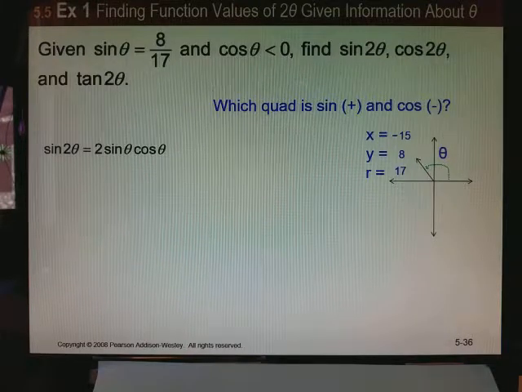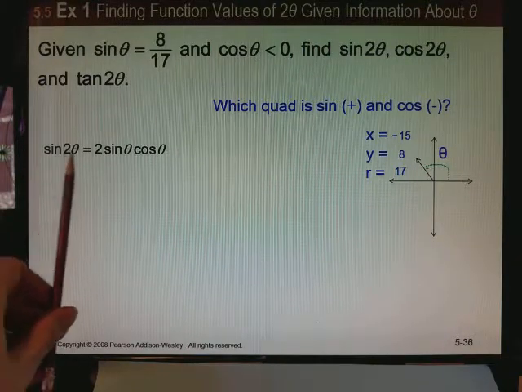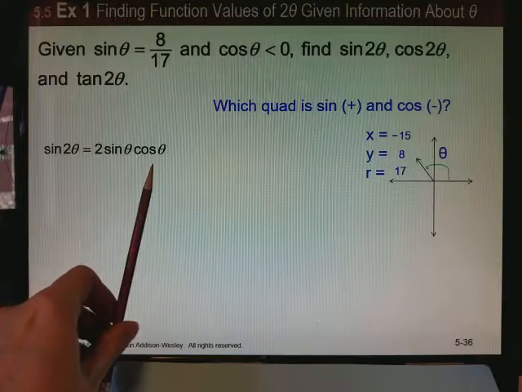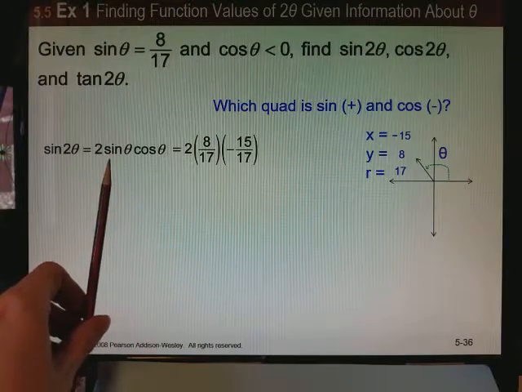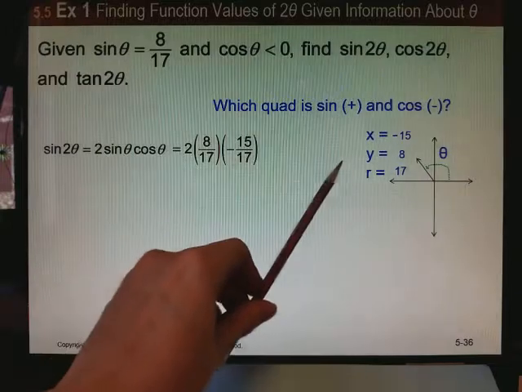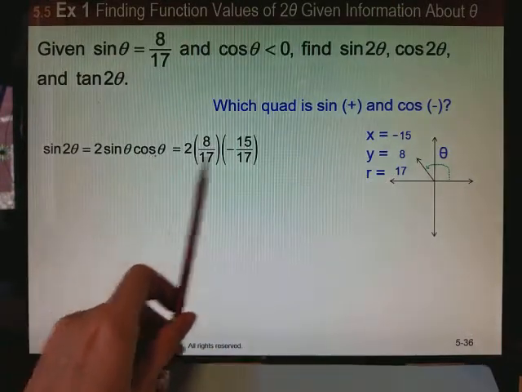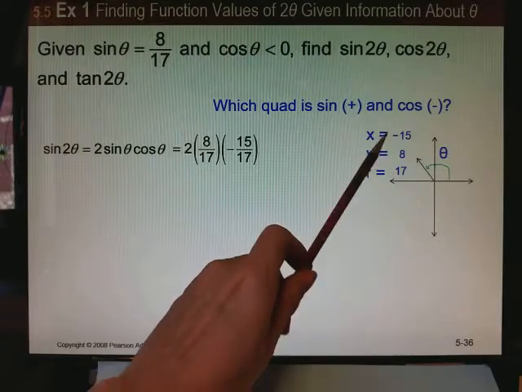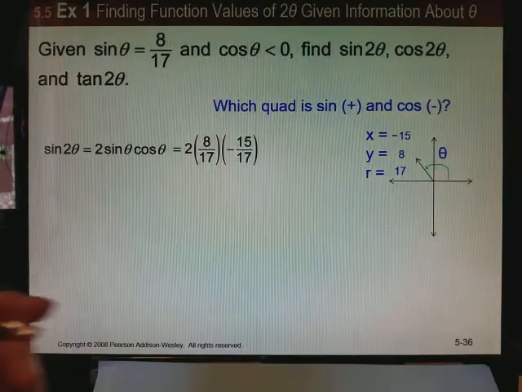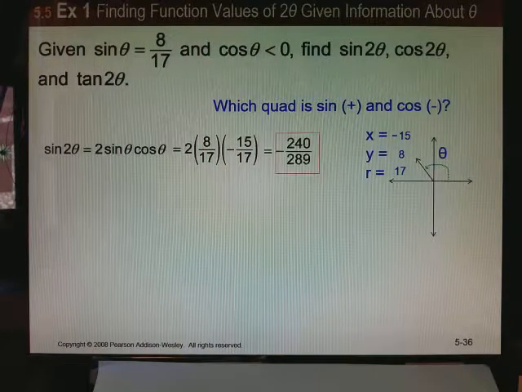Now, using my rules, the sine of 2 theta is equal to 2 sine theta cosine theta. Well, 2 times the sine of theta they already gave me, but we also know the sine of theta would be y over r, 8/17. The cosine of theta, here's the picture for theta. The cosine would be the x over r, negative 15/17. Then we just go ahead and multiply those tops, and the bottom 17 squared, and that one is done.